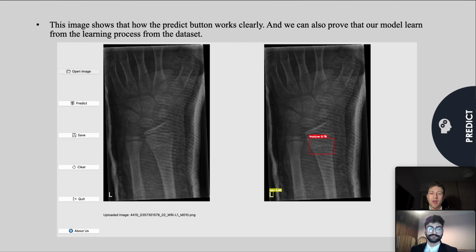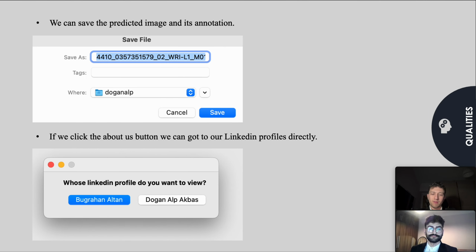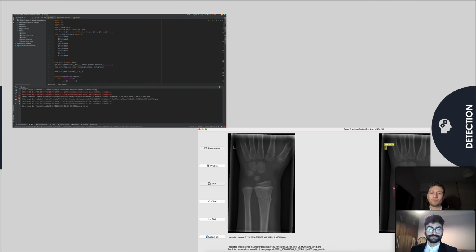The image shows clearly how the predict button works, and we can also prove that our model learned from the learning process from the dataset. We can save the predicted image and its annotation. If we click the About Us button, we can go to our LinkedIn profiles directly.